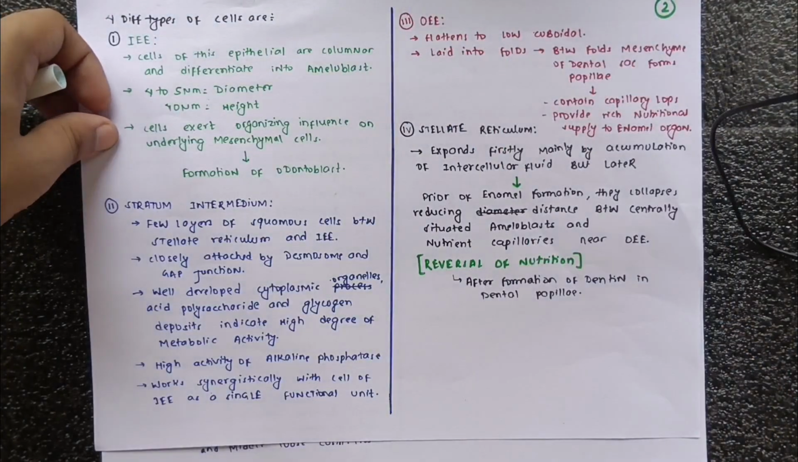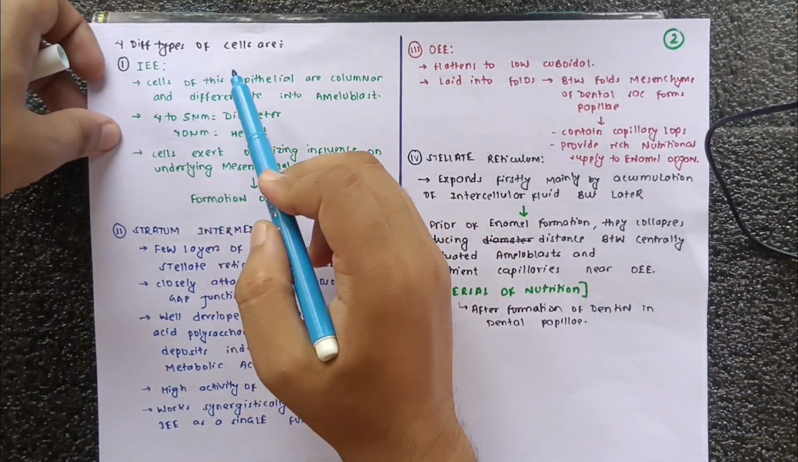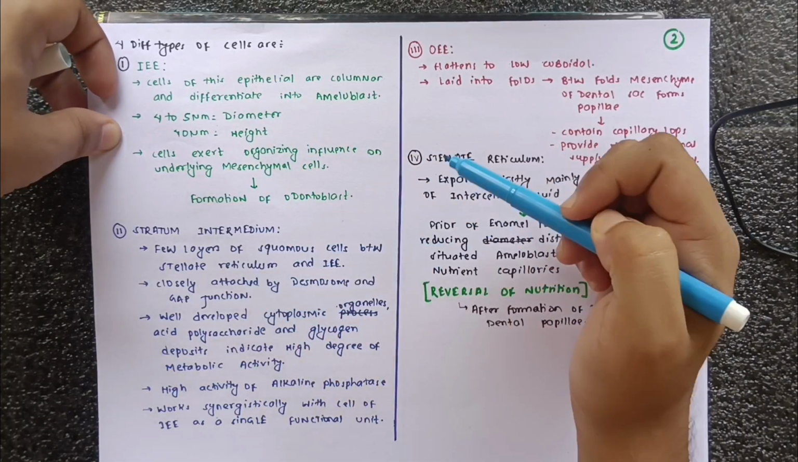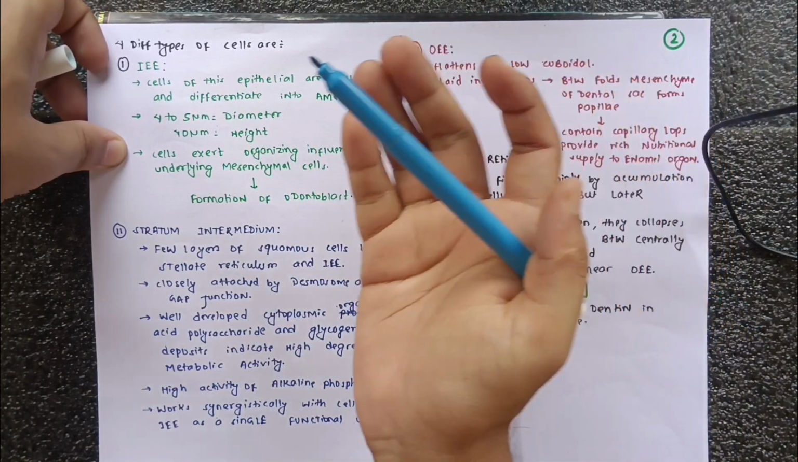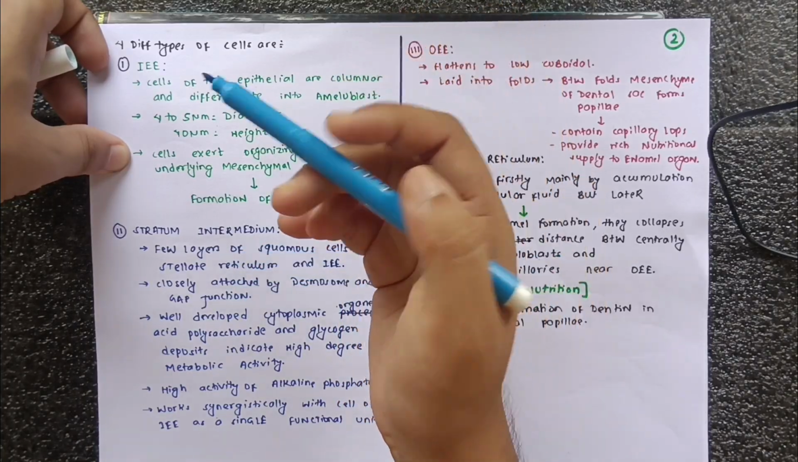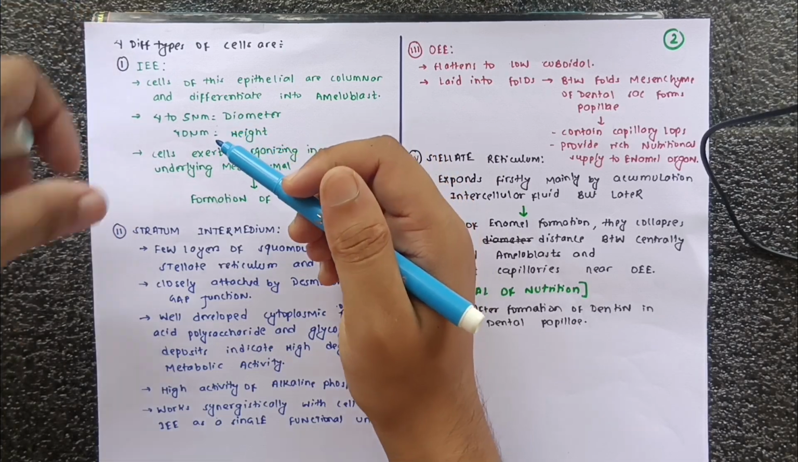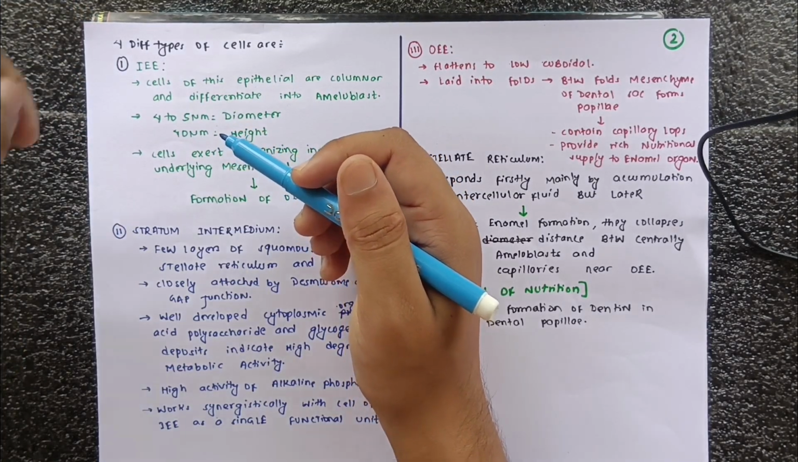Now I will move to another paper, and in this paper, as I have written here, there are 4 types of cells found in the early bell stage. As I discussed in the cap stage, there were just 3 types of cells: outer enamel epithelium, inner enamel epithelium, and the stellate reticulum.